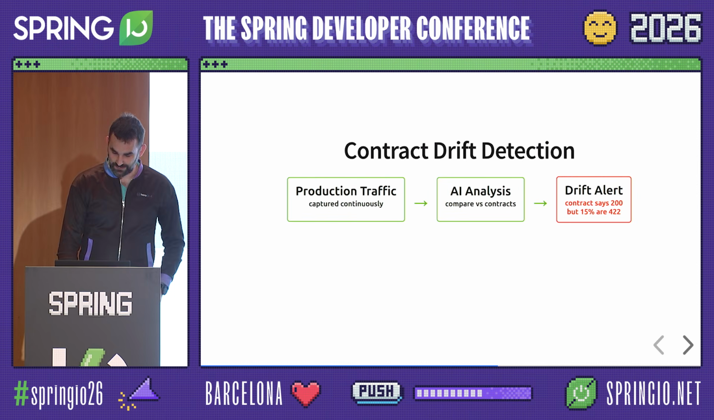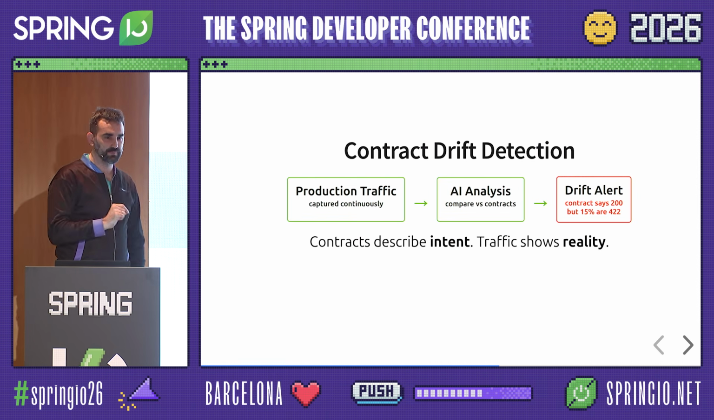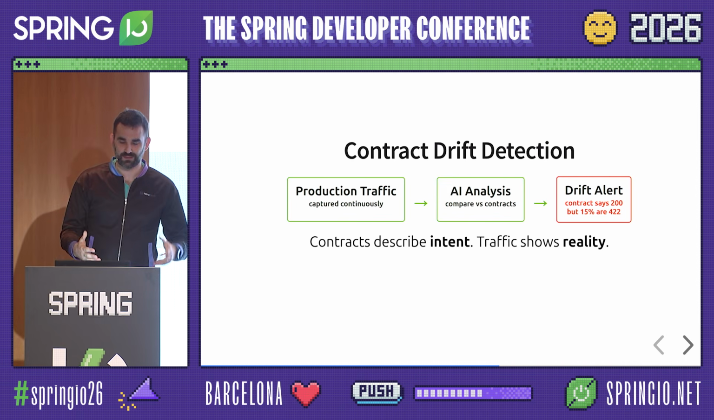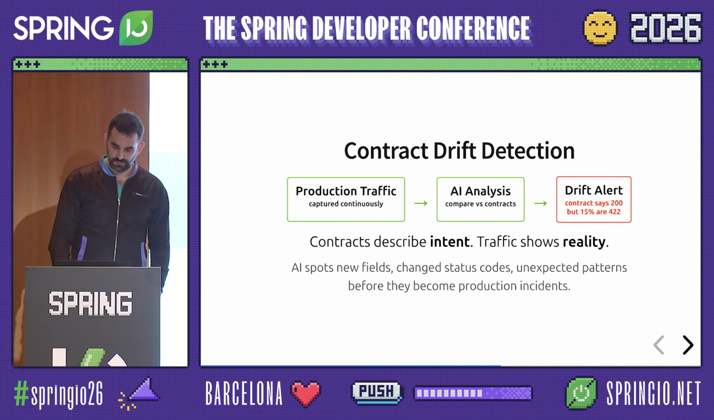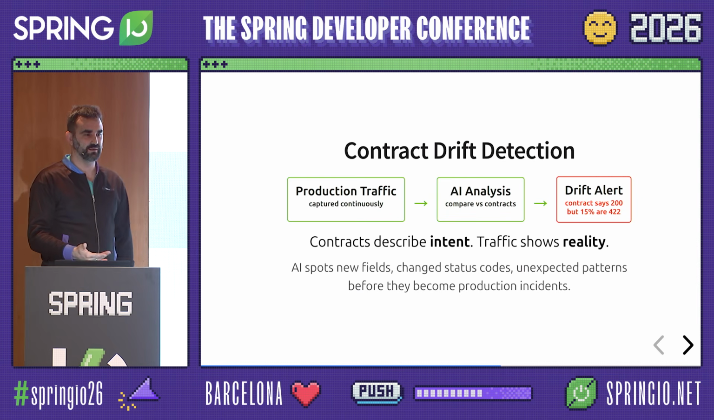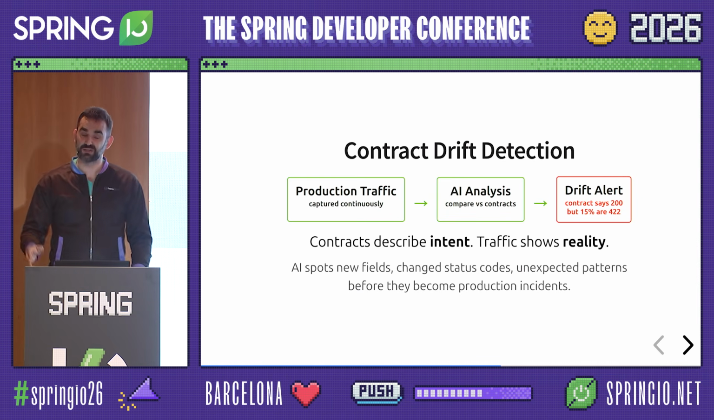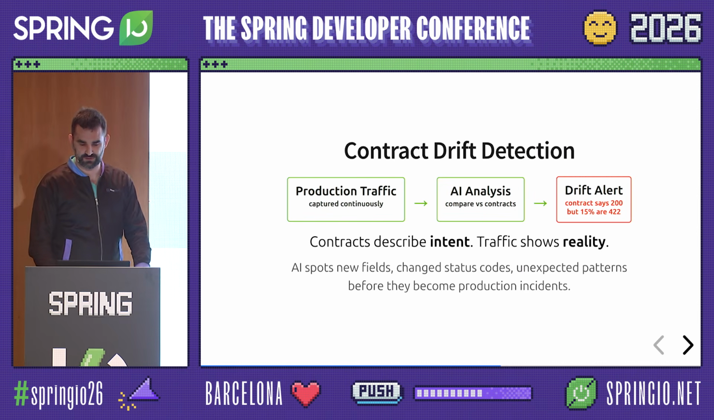It can be done as well, right? Contracts always describe intent, but traffic is showing the reality, right? So we can have some intent and then verify it against the reality. So AI can be our pair programming partner saying, there's a new field here that we didn't take into account. The status code, okay, most of the time is what you say, but there is an ongoing problem. So we can see those patterns before they become production incidents.